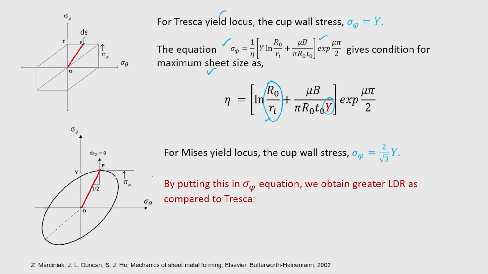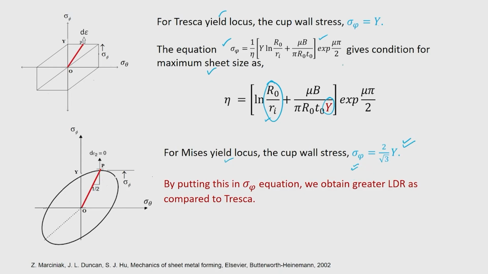Suppose if you use von Mises yield locus, then we already know this particular equation, sigma phi is 2 by root 3 times Y. This is plane strain. No? In bending also we derived this equation. In bending also, assuming it as a plane strain process, we derived this equation, sigma phi is nothing but 2 by square root of 3 into Y.